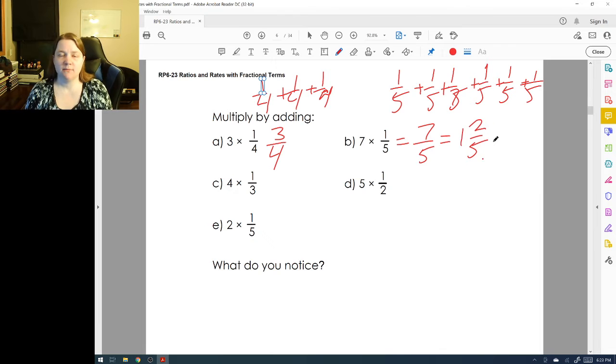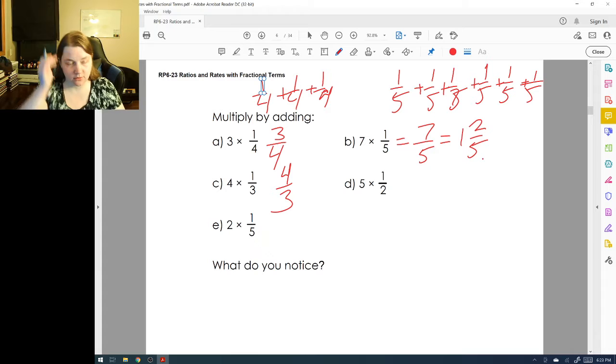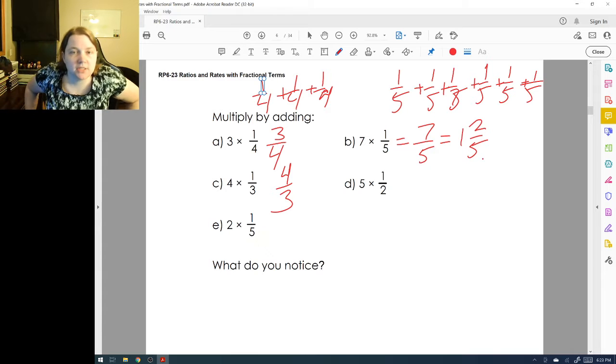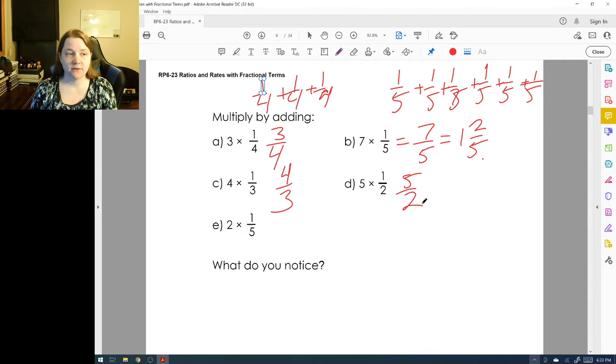You try the rest. I'm not going to write out all the addition for all of these. You go ahead and try it. Pause if you don't want spoilers. 4 times 1/3 is the same as saying 4/3, because we have 4 parts and 3 makes a whole. 5 times 1/2 is the same as saying 5/2. You might have changed 4/3 to 1 1/3. You might have changed 5/2 to 2 1/2.